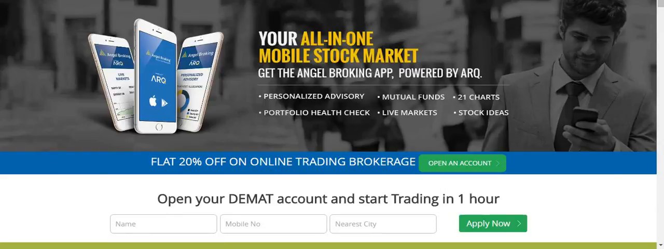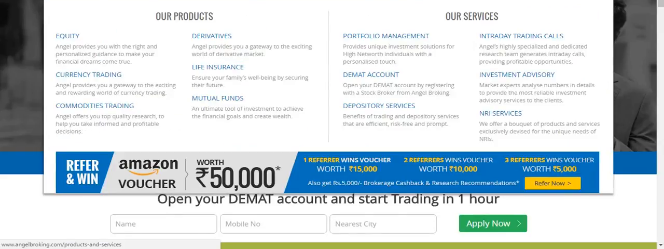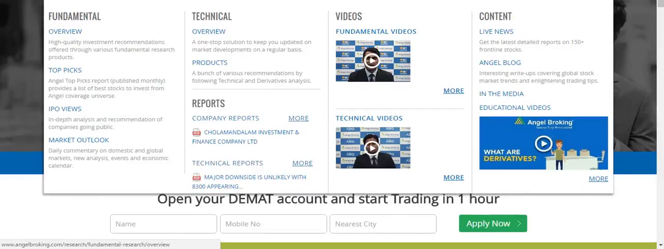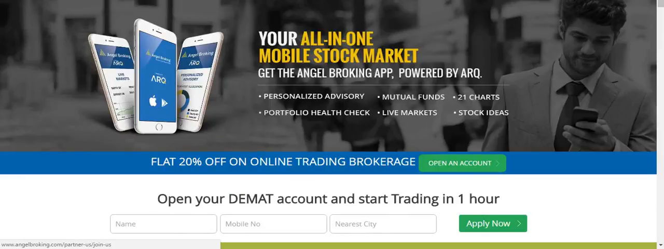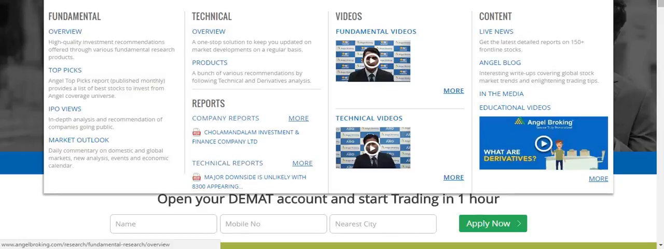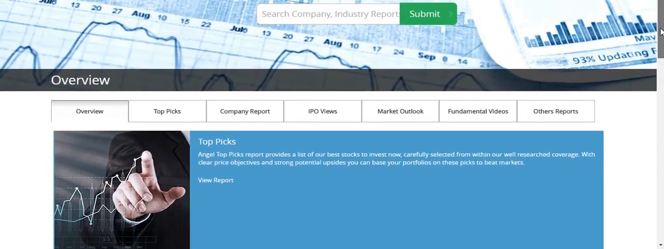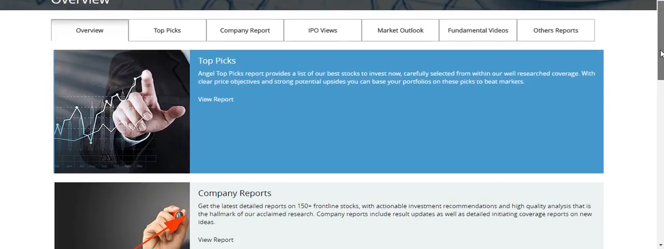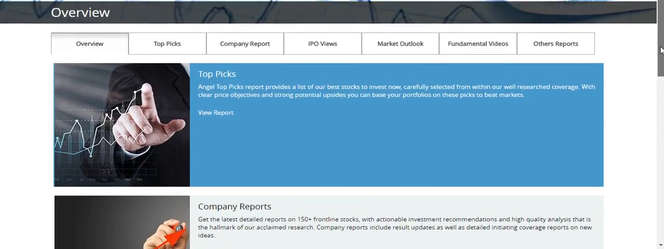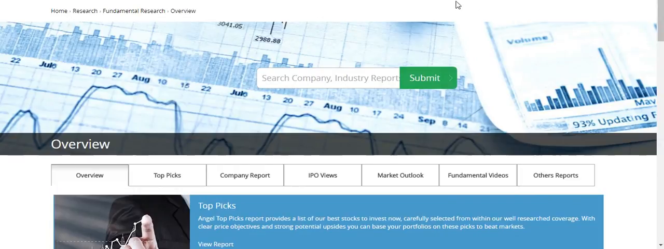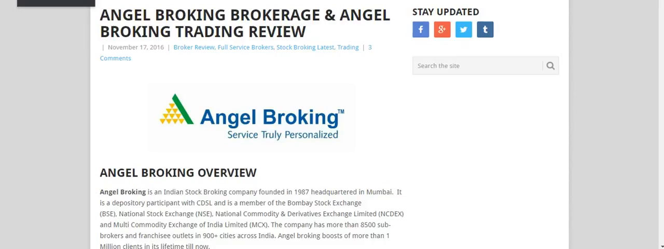Within their website, they have different sections here. As you can see, I'm trying to browse over different menus. Probably you'll not be able to see the title of those menus in the video. So this is the research and content part, where they have segregated fundamental and technical reports. Since they are a full service broker, they do provide regular research reports and market recommendations to their clients. You see, these are the fundamental aspects, and at the same time there are technical reports as well within the website.